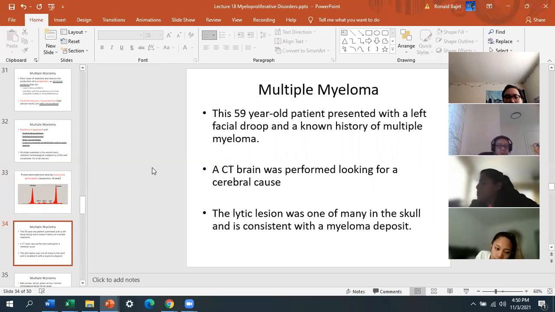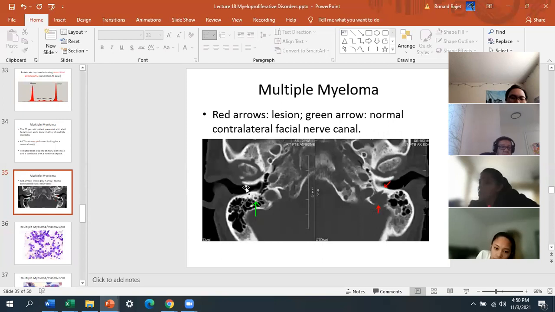myeloma. The CT brain scan was performed looking for a cerebral cause, and the lytic lesion was one of the many in the skull and is consistent with a myeloma deposit. So this is an X-ray, and this is normal. This is what it should look like normally.